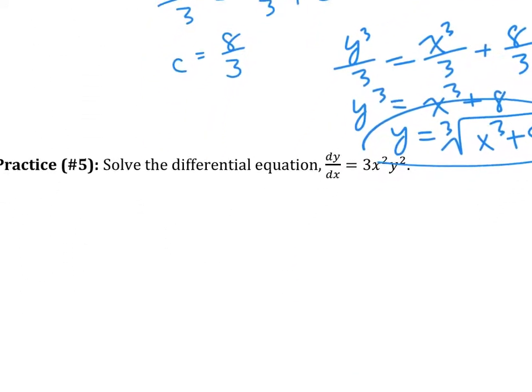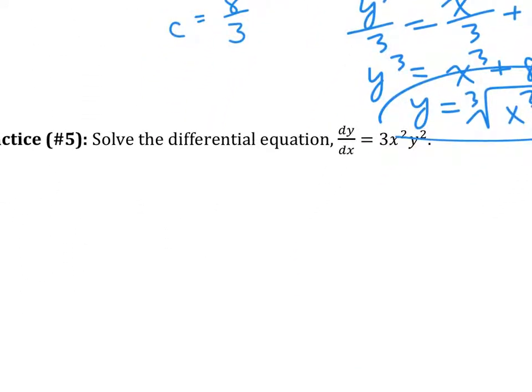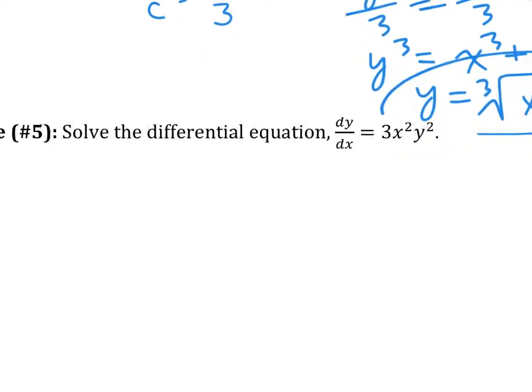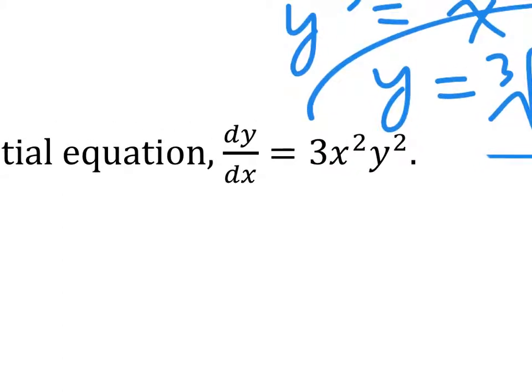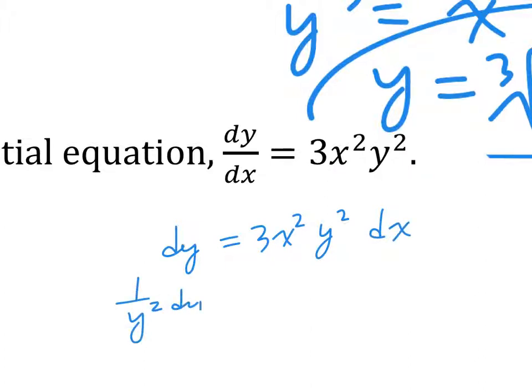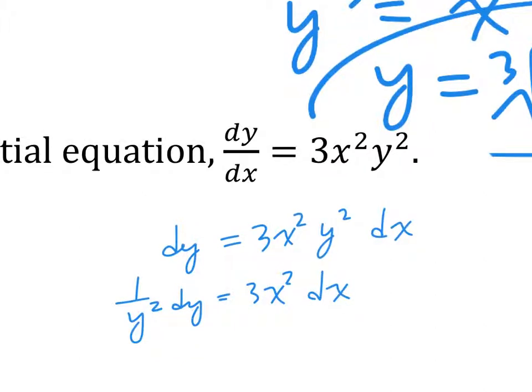All right, let's have you guys try one. dy dx is 3x squared y squared. We want to separate the variables, so multiply both sides by dx first. And then we want to move the y squared over, so 1 over y squared dy is equal to 3x squared dx. At this time, they're all separated.